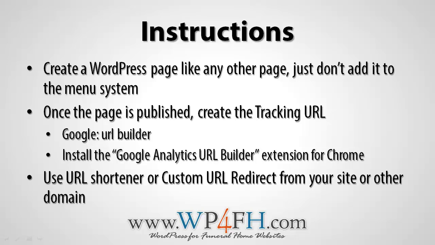So here are the instructions of what we're going to do. First, we're going to create a WordPress page like any other page, and we're just not going to add it to the menu system. Then, once the page is published, we're going to create the tracking URL. We can either do that by going to Google's URL builder, or we can install the Google Analytics URL builder extension for your Chrome browser. And then after that, use either the URL shortener or the custom URL redirect from your site or domain, or, as I mentioned earlier, embed that link into anchor text in an email or web page.